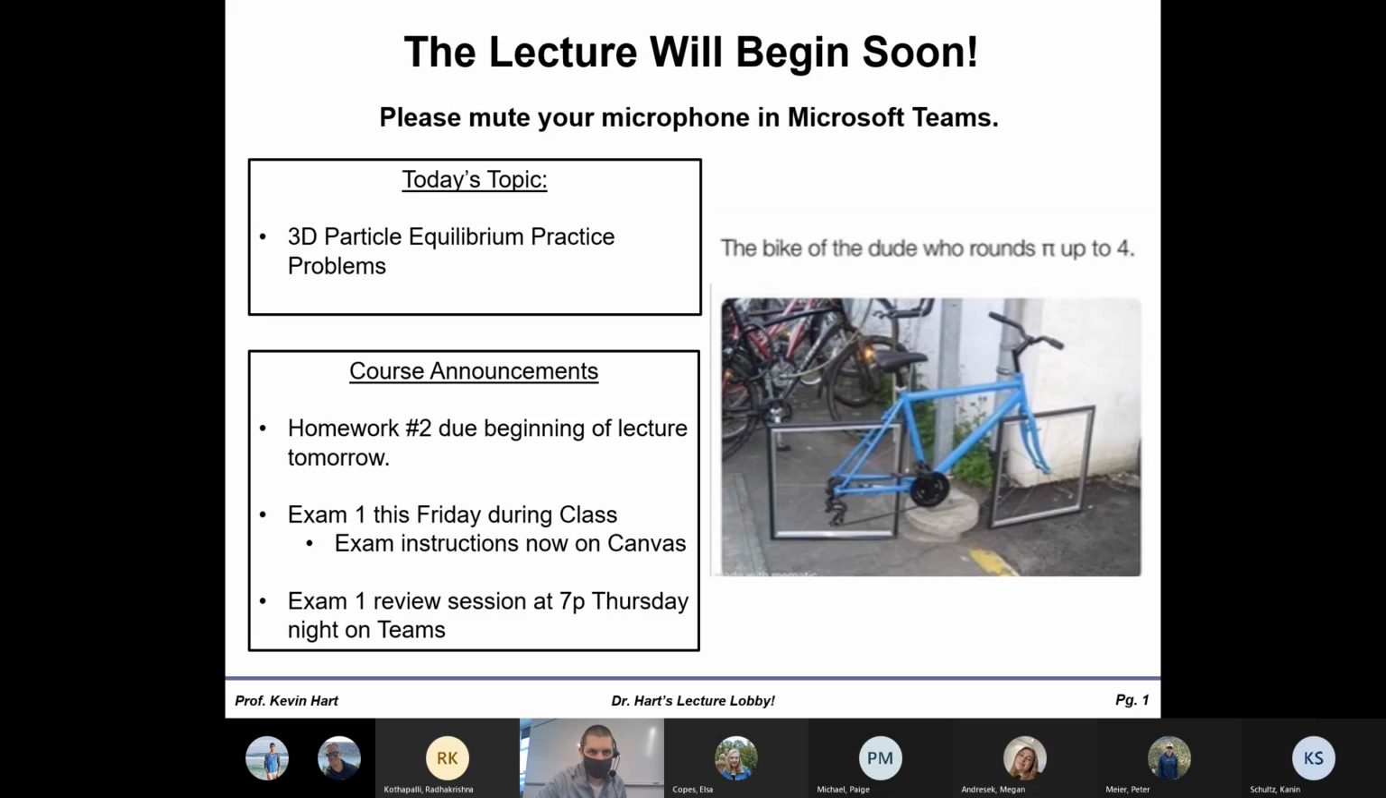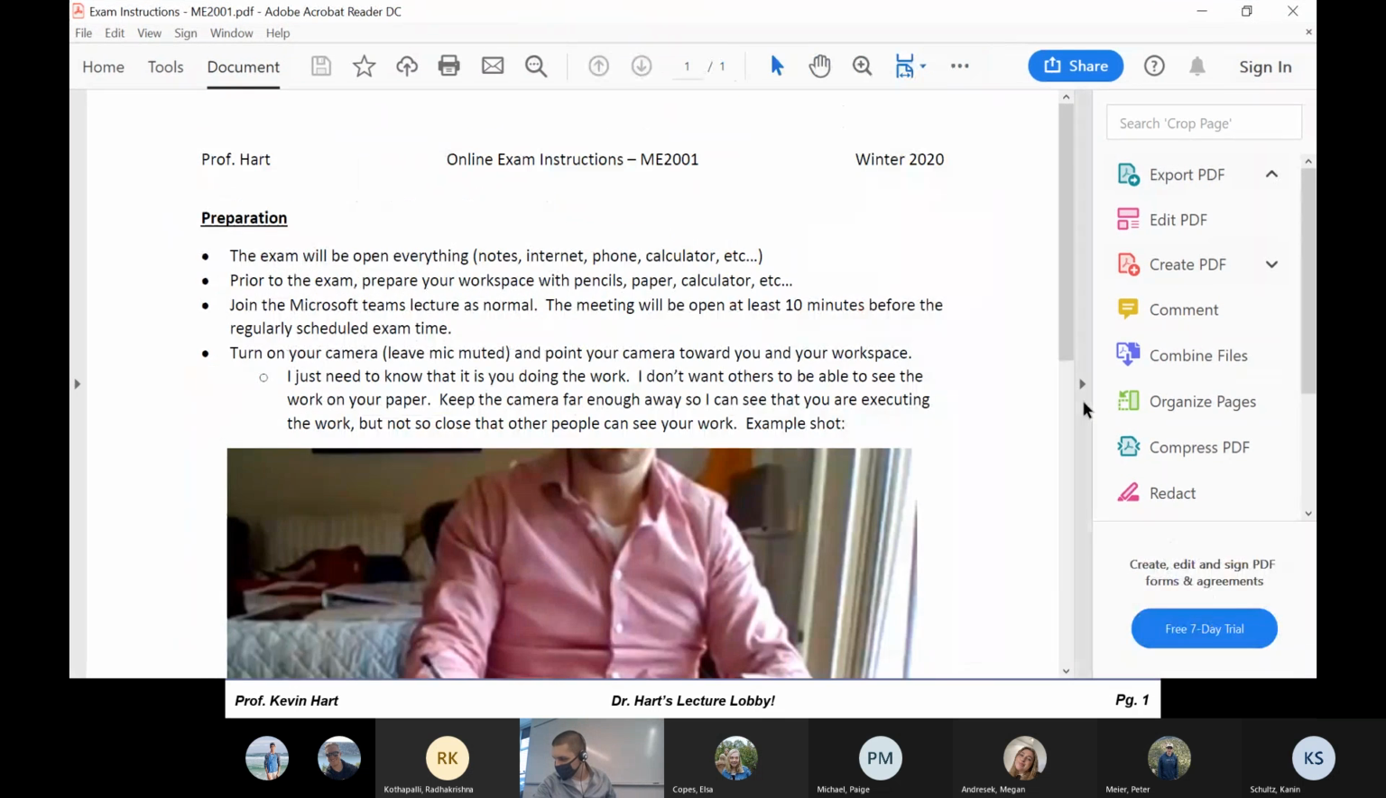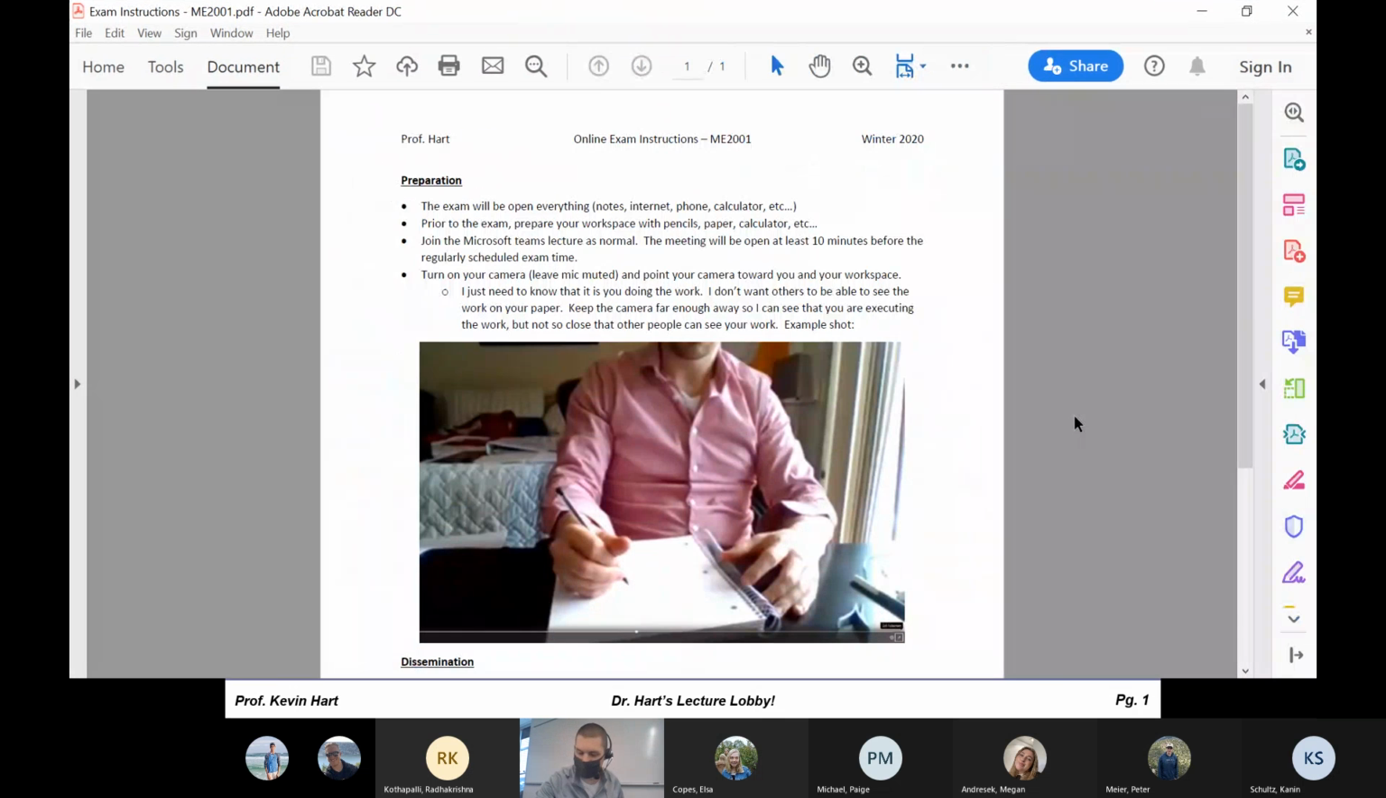But basically the idea is you're going to have open everything for the exam. And when you're doing the exam, I need you to turn the camera on for your laptop. You can keep the mic muted. Point it at your workspace, so I can see you doing your work. So this is basically the idea. The exam's going to be open everything.